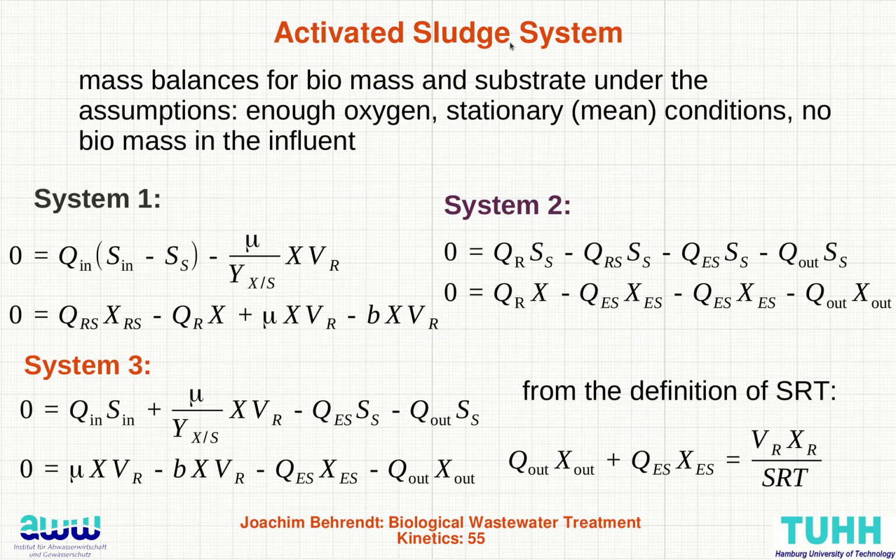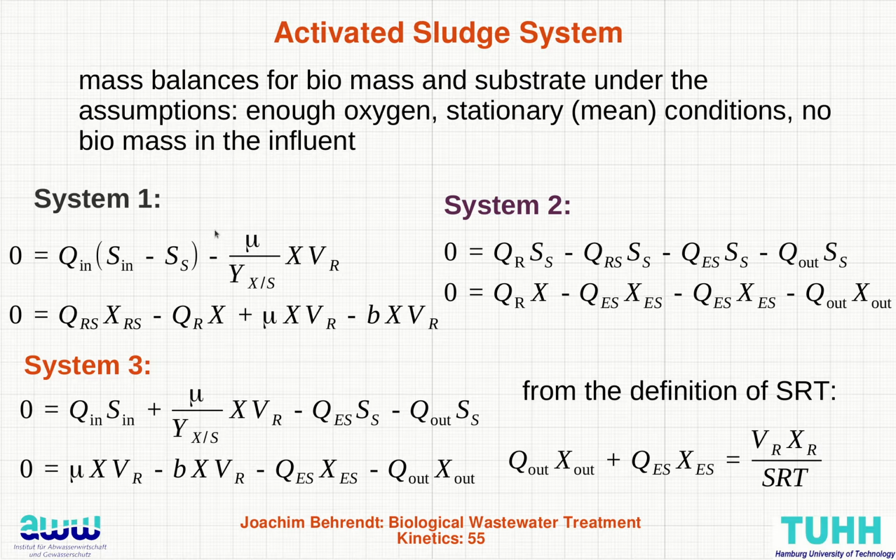Also finally we are now considering stationary, also mean conditions, or static conditions. In this case we are assuming enough oxygen so that we can make it a little bit simpler. And also we are assuming that there is no biomass in the influent, which is also not 100% true, but the biomass concentration is really low. And then we have for our system 1, our reactor, the inflow and outflow.